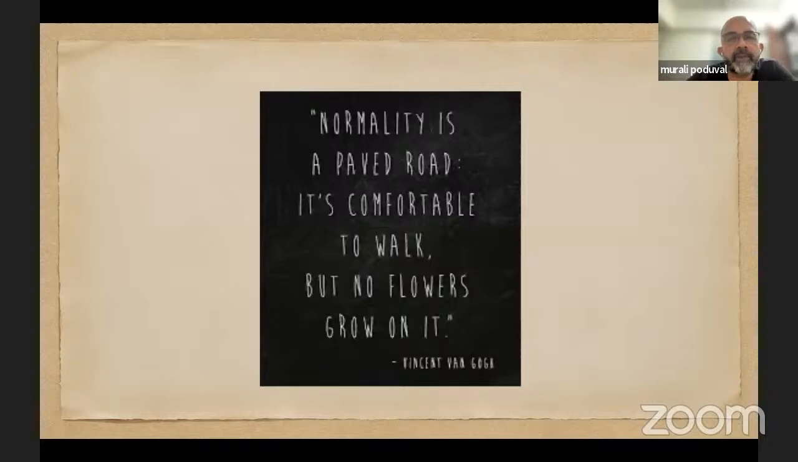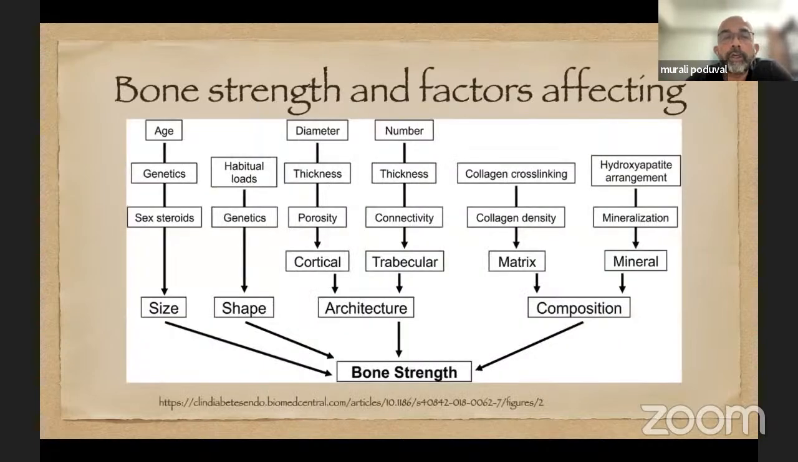So it is said that normality is a paved road. It's comfortable to walk, but no flowers grow on it. So it's not normalcy that we are dealing with here. We're dealing with abnormal bone. The strength of bone and the factors affecting it are many. It's a multifactorial condition that we are dealing with. We are dealing with bone strength, which starts taking its form from childhood, reaches its peak in middle age, and then declines progressively to old age. So it is a very dynamic process that we are trying to assess, prevent, and treat, and to prevent morbidity from.